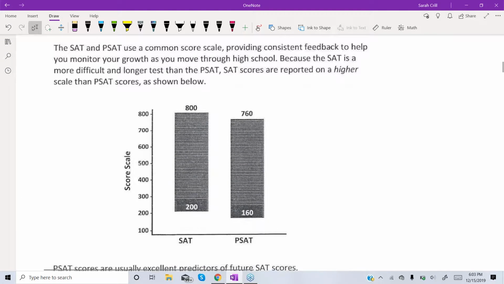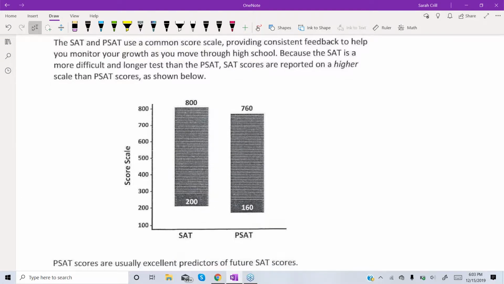Okay, so scoring. This is the scoring showing the difference between the PSAT and the SAT. PSAT has lower scores overall. That way they will reflect sort of how you would do on the SAT.